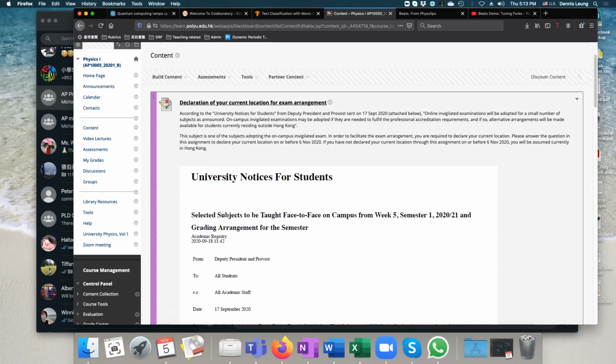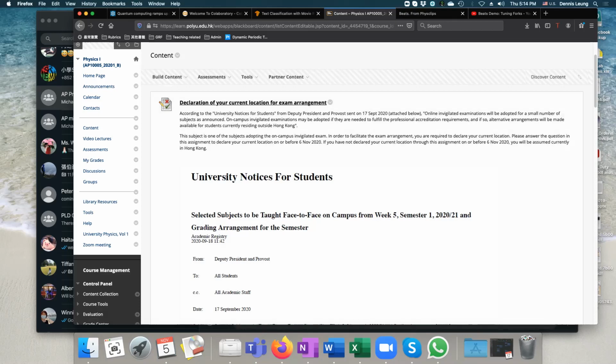However, for students who are currently not in Hong Kong, we would make arrangements for them. The exact arrangements, how to do the invigilated examination online, would be announced later. Well, it is not a simple process, but we have to do it. So if you are not in Hong Kong right now, you have to declare the situation by completing the form in the link on Learn at PolyU.